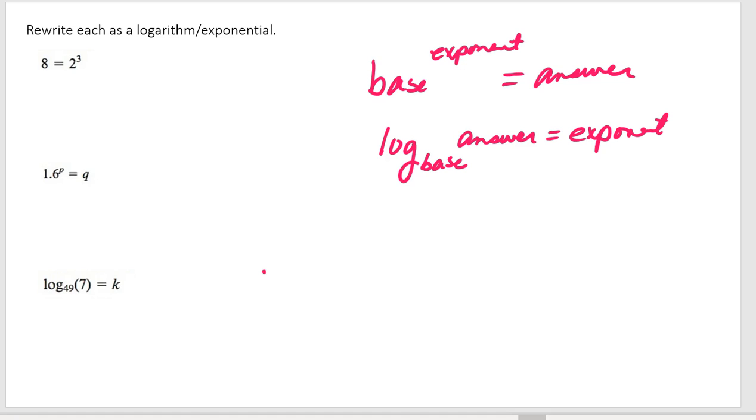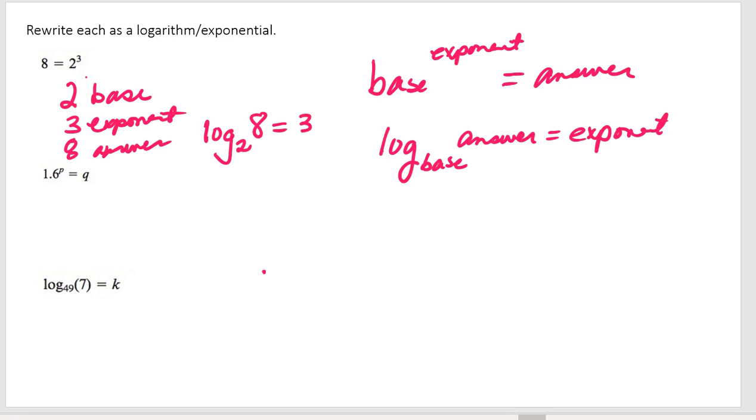Okay? So let's just go through these and kind of get the idea. So for the first one, 2 is my base, and 3 is my exponent, and 8 is my answer. So I can write that as log, the base goes here in the subscript, the answer goes next to it, and it's equal to 3. The exponent is what the log is equal to. Okay? And if you think about it, it kind of makes a circle here. If you were to rewrite it as 2 to the 3rd power equals 8.